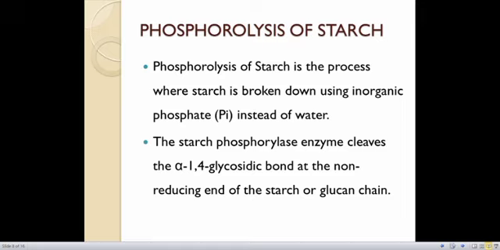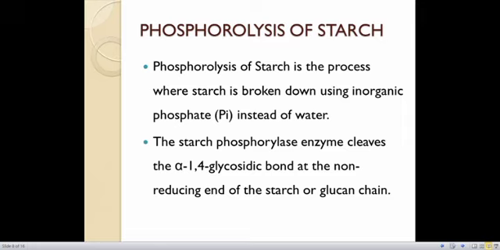Now let's describe phosphorylasis of starch. Phosphorylasis of starch is the process where starch is broken down using inorganic phosphate instead of water. The starch phosphorylase enzyme cleaves the alpha-1,4-glycosidic bonds at the non-reducing end of starch or glucan chain.